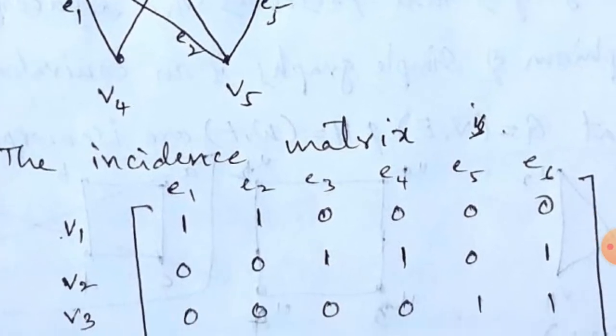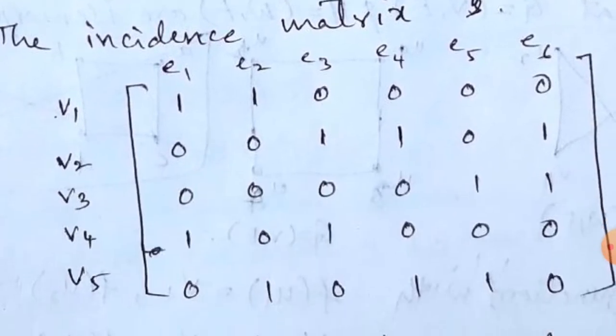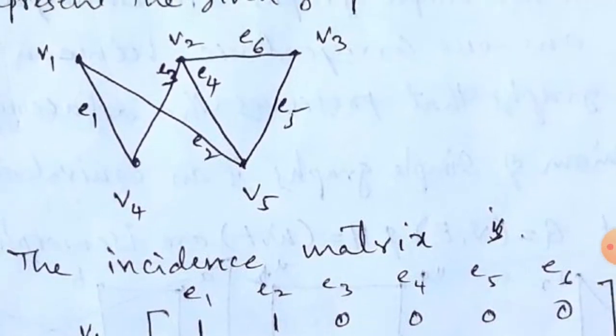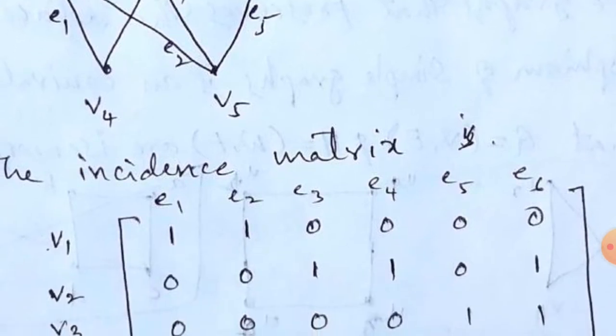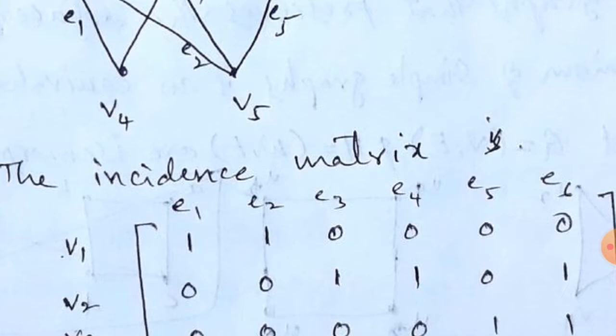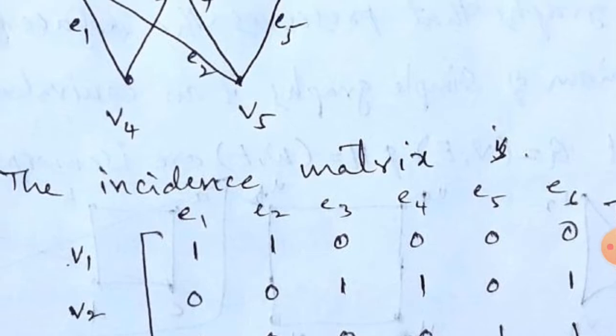Then observe V1 E2, that means edge E2 is incident on V1. Where is the label E2? Observe the edge V1 to V5, we labeled it E2. So E2 edge is incident on V1, therefore we are taking the entry as 1. Now observe the entry is 0 in V1 E3. So that means E3 edge is not incident on V1.